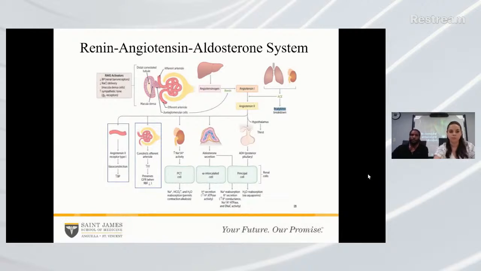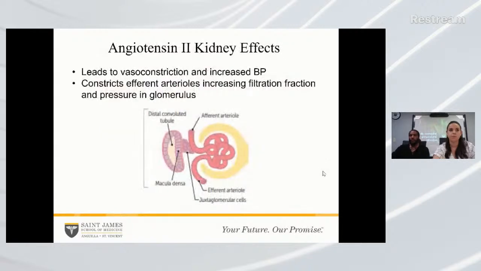Angiotensin 2 has a lot of effects on the body. It also stimulates aldosterone to cause you to secrete potassium and retain sodium. So the goal of the renin-angiotensin-aldosterone system is to increase your blood pressure. But two of the effects of angiotensin 2 that we want to focus on here: it's a potent vasoconstrictor, which will lead to your blood pressure increasing, and it's also going to constrict the efferent arteriole, which will lead to an increased GFR, increased filtration fraction, and built-up pressure in your glomerulus.